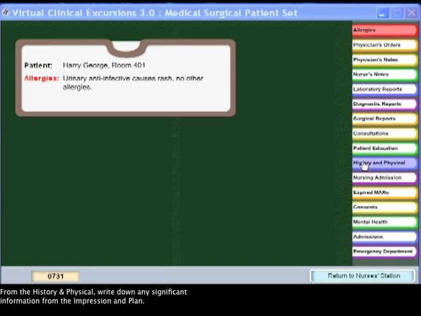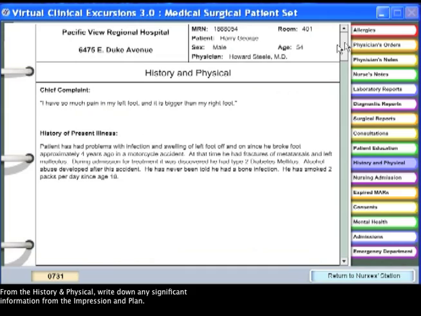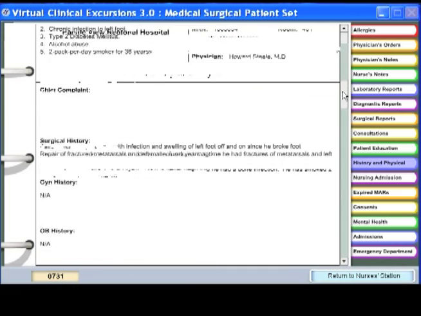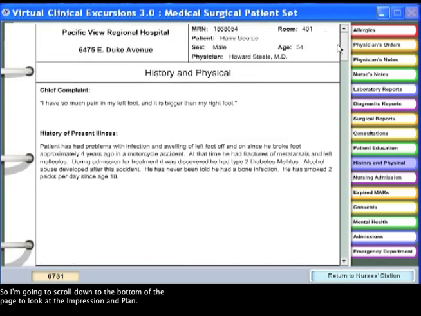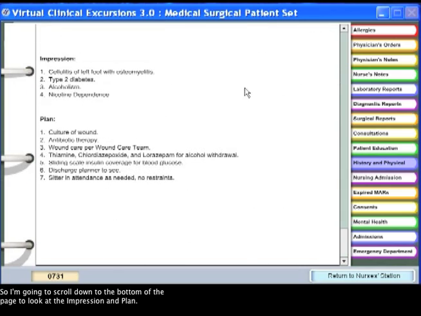From the history and physical, write down any significant information from the impression and plan. So I'm going to scroll down at the bottom of the page to look at the impression and plan. Again, here is your patient diagnosis, and this is the plan of care for your patient.